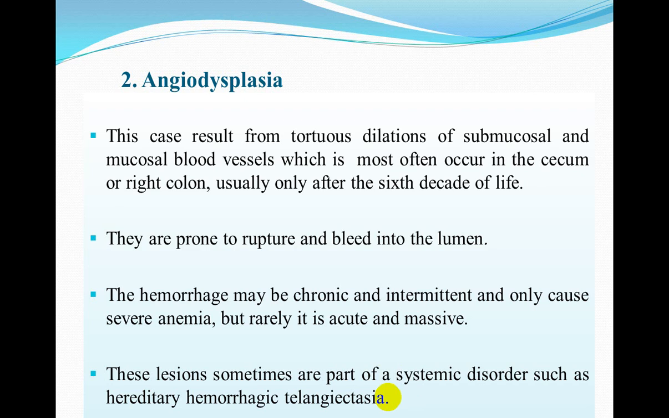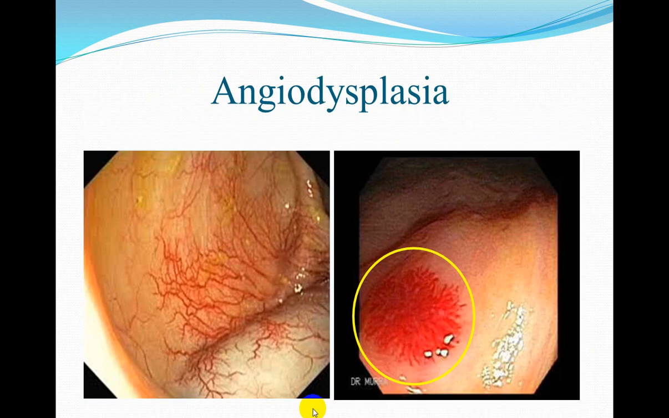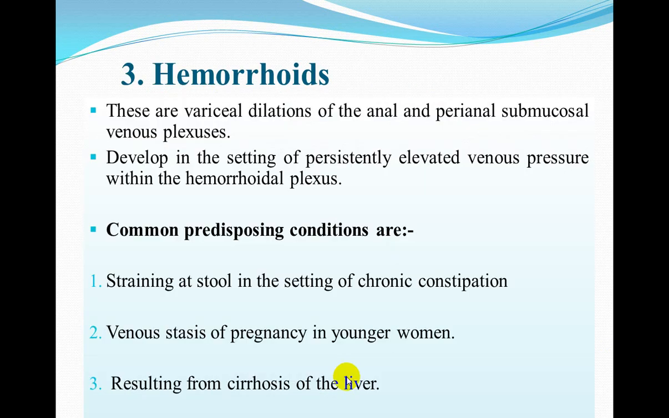These lesions sometimes are part of systemic disorders such as the hereditary hemorrhagic telangiectasia. هذه هي حالة الانجيوديسبليجيا. جاي تشوفون هذه dilated intermucosal and submucosal veins. This will result in rupture and chronic intermittent hemorrhage. Okay.